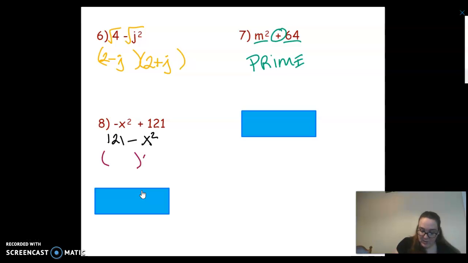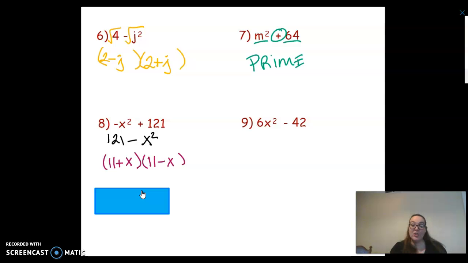So now, what's the square root of 121? Well, 11. What's the square root of x squared? Well, x. One with a plus and one with a minus. And we are done. Getting close, guys. These last two examples are all I have left.